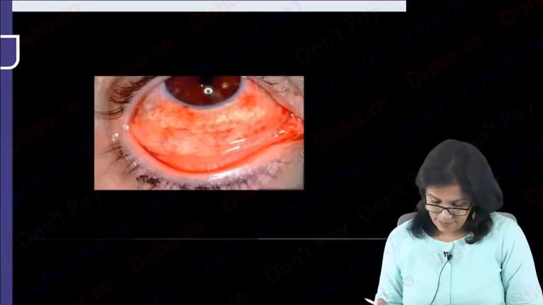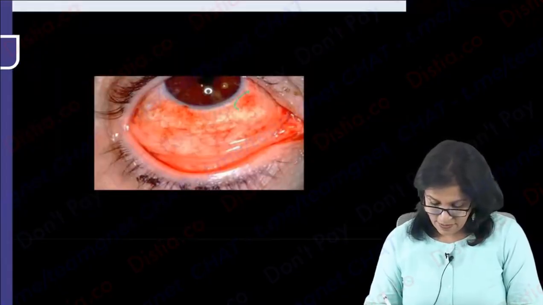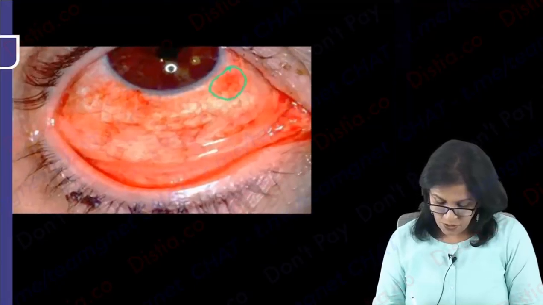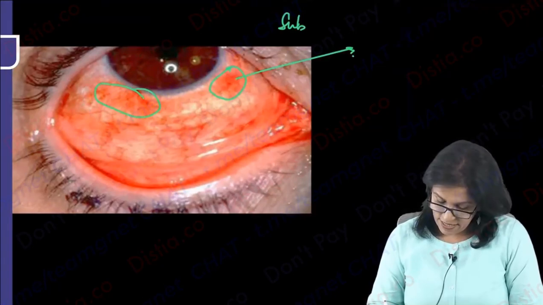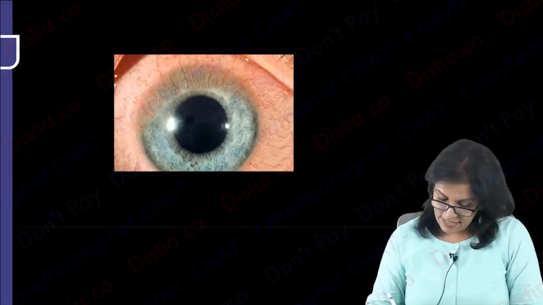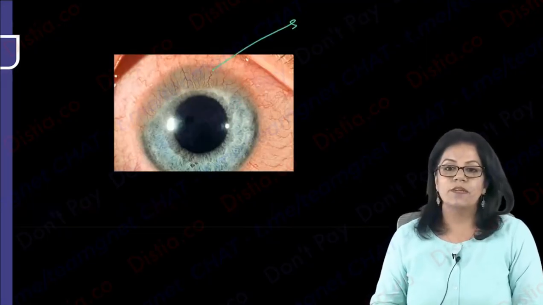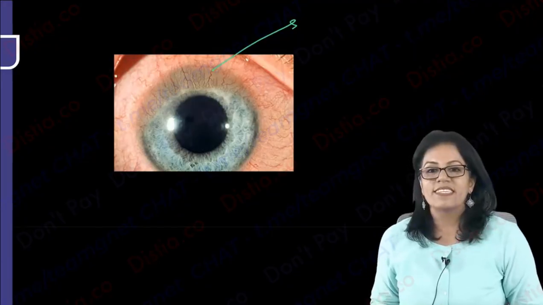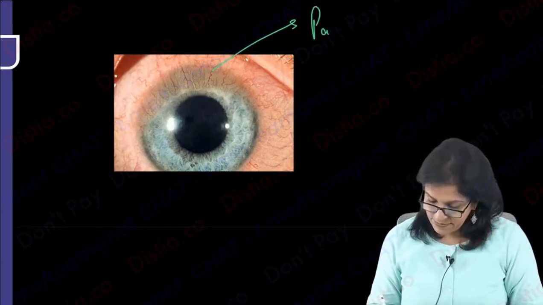Let's see the slides here. So these are the patches of subconjunctival hemorrhage, and what you're looking at here is hemorrhagic conjunctivitis. These are the sago grain-like follicles. I think we have already done this. So we are looking at a case of trachoma. This is the neovascularization which we talked about. So this neovascularization is what is called pannus.